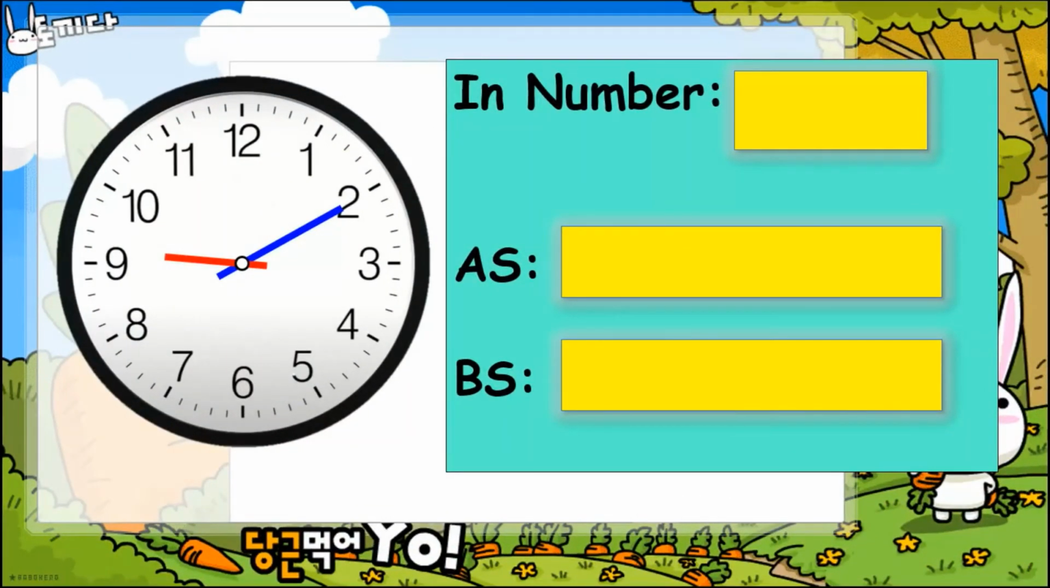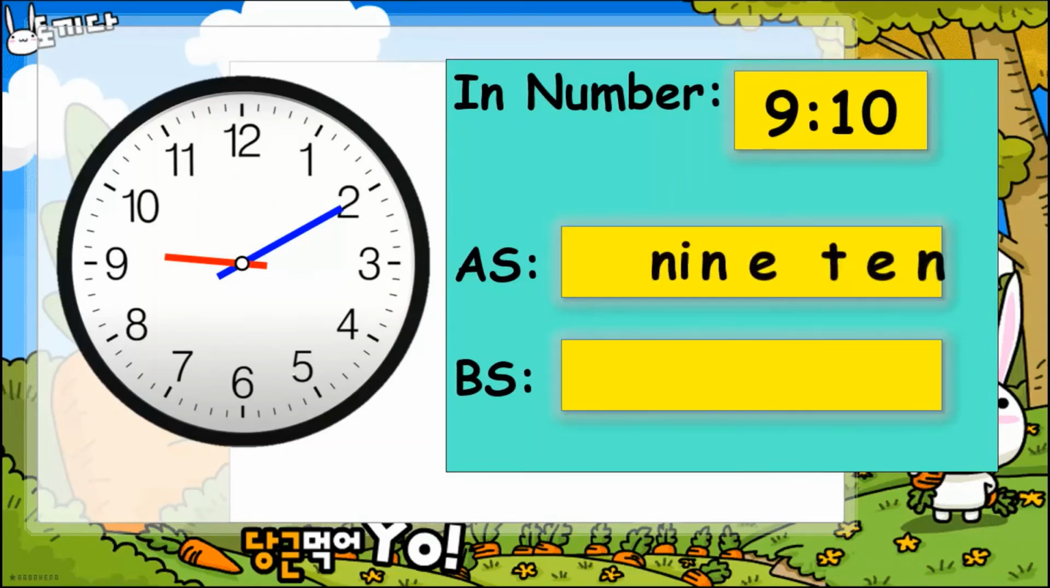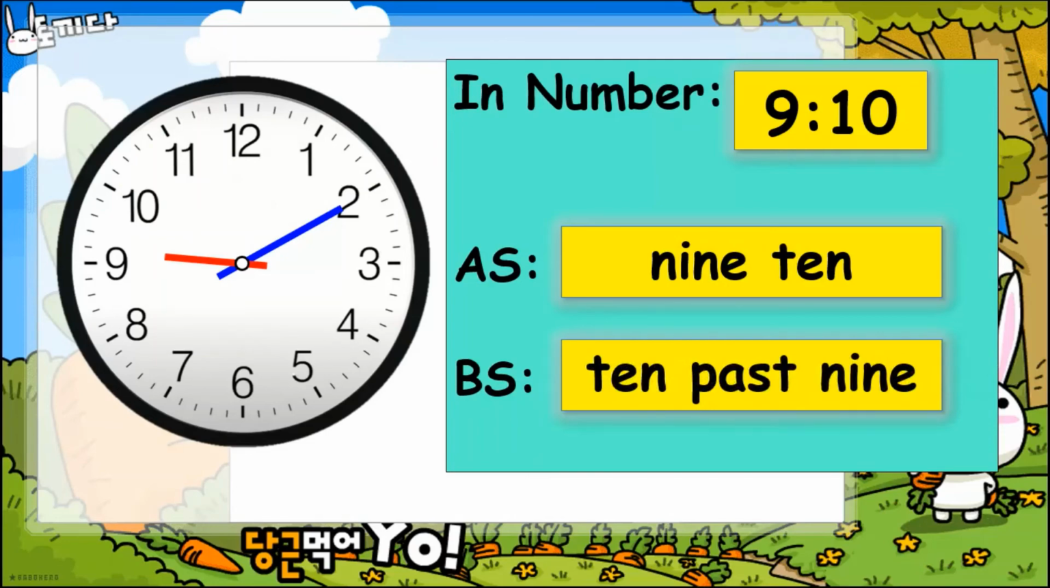In this picture, the hour hand points to 9, the minute hand points at 2. In number, we write the time as 9:10. We read as 9:10. In British style, we read the time as 9:10.